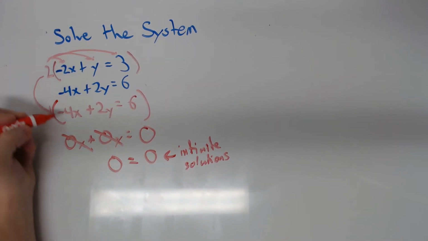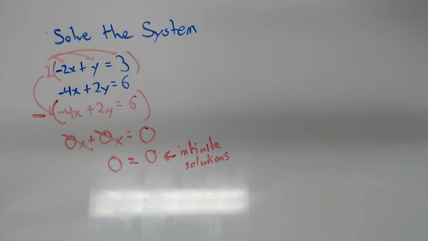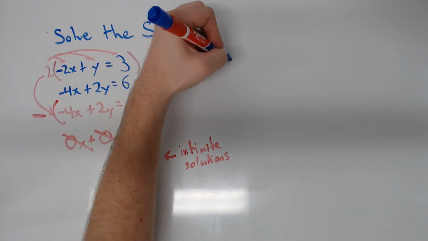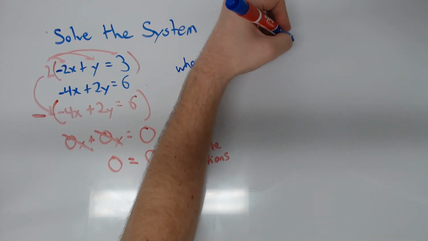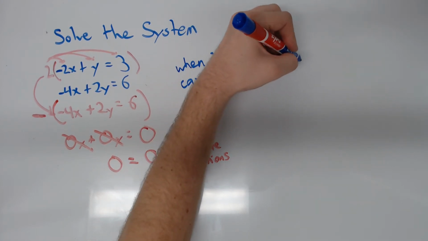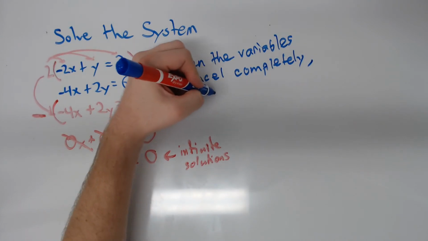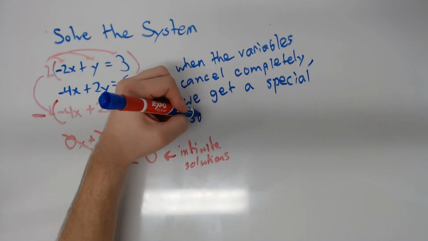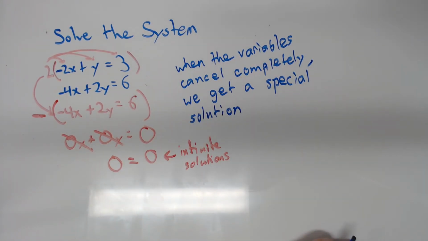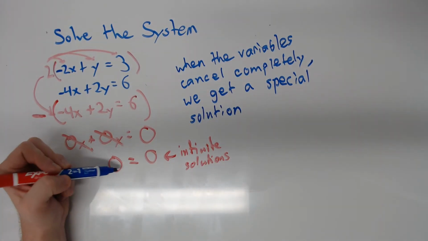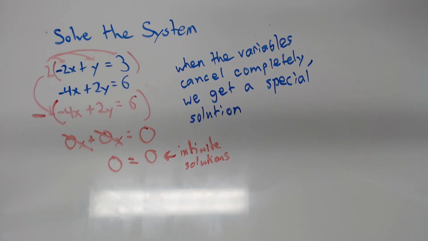All right, so this is a situation where the numbers ended up equal. So similar thought process to chapter 1 when we were learning about this: when the variables cancel out, and they cancel completely, we get a special solution. That's the same concept as chapter 1 when we were doing this just for single equations. It comes back, it works the same way. When the variables completely cancel out and we're just left with numbers, we're going to end up with one of our special solutions.